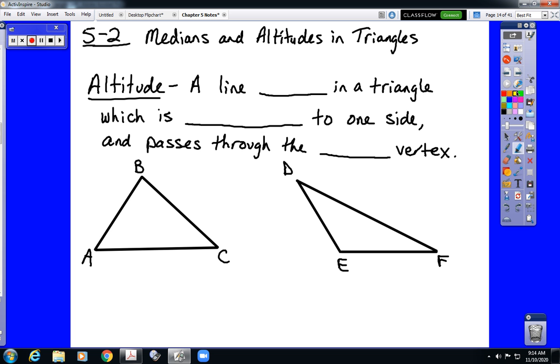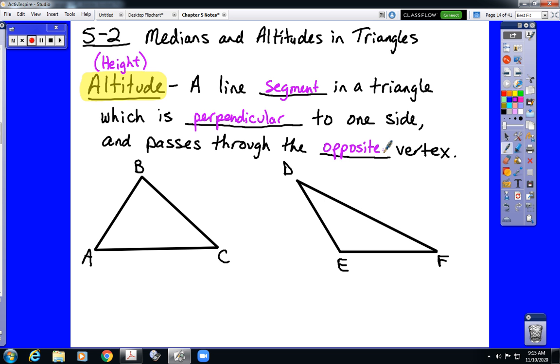So this is a new-ish vocabulary word. In theory, this should not be a new word for anyone who's taking geometry, because everyone works with altitudes in middle school when they're finding area. The altitude, that's a fancy word for what we called the height of a triangle in junior high. So the altitude is a line segment in a triangle which is perpendicular to one side and passes through the opposite vertex.